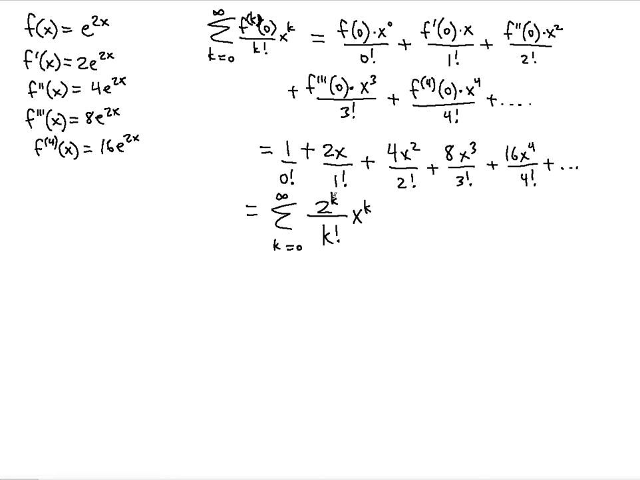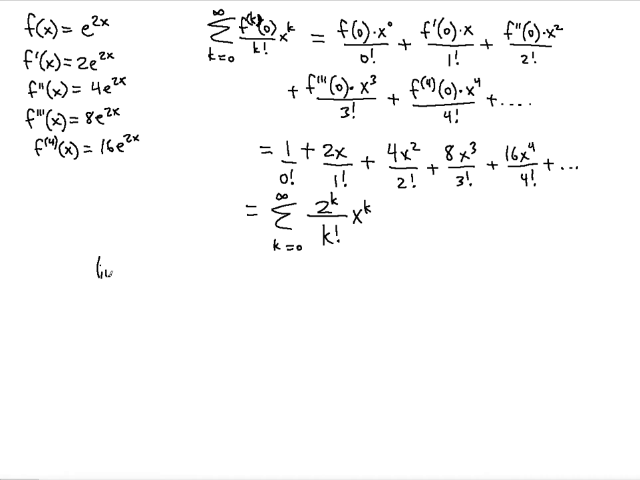So 1, k is equal to 0, so that's 1. 2 to the first power when k is equal to 1, right? 4 when k is equal to 2, we'll get 2 squared, that's 4. So that's good. So we just found it. We just found the Maclaurin series about x is equal to 0.